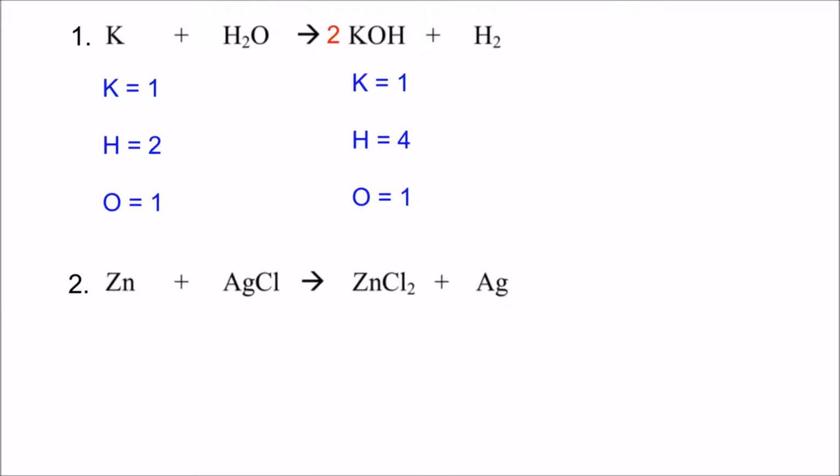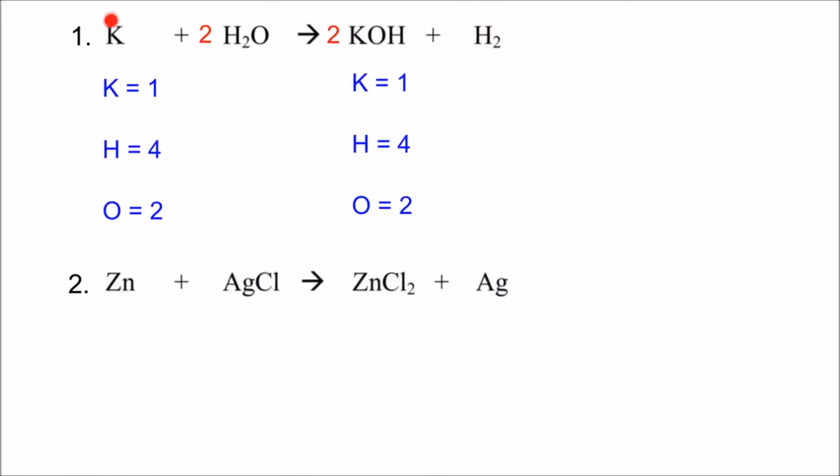Okay, so now I have 4 hydrogens over here and only 2 hydrogens here. So how do I get this to change to 4? I'm going to multiply by 2. Okay, so that takes care of my hydrogens. Now, because I've done that, this 2 actually multiplies everything in the compound. So that gives me 2 oxygens over here, and it gives me 2 oxygens over here. So everything is balanced now on both sides of my chemical equation. So this is balanced.